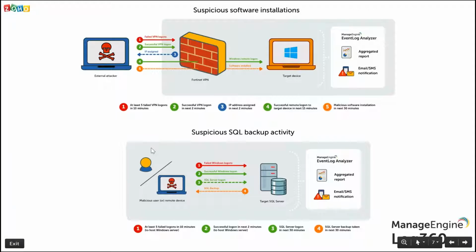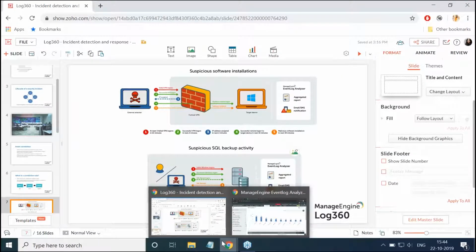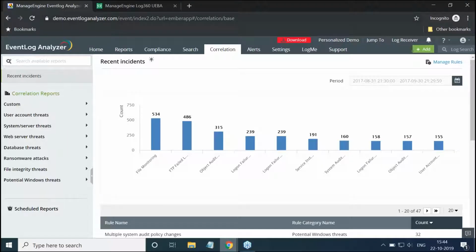Similarly, you can also use a rule to check for unauthorized SQL backups, right? So if there is someone who logs on using a brute force method again to your database server, and then logs on to your Windows server which hosts your database, and then logs on to your database server again, and finally takes an SQL backup, right? When this sequence of events occurs, you can be pretty sure again that this is an unauthorized backup activity, right? So you have all of these available to you as predefined rules within the Log360 product, within the event log analyzer component of Log360.